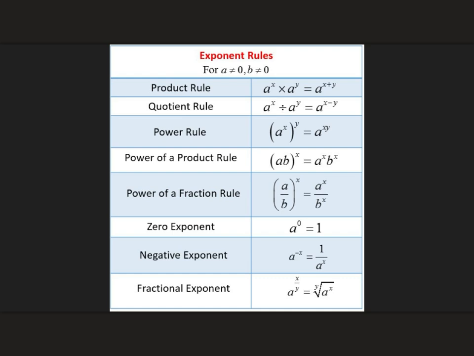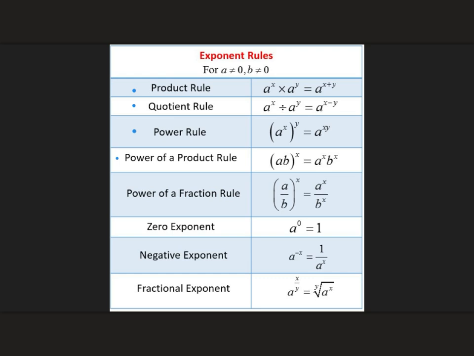When you multiply the same base, add the exponents. When you divide the same base, subtract the exponents. So that's the product rule and the quotient rule. When you raise a power to a power, where there is a base and an exponent, multiply the exponents.